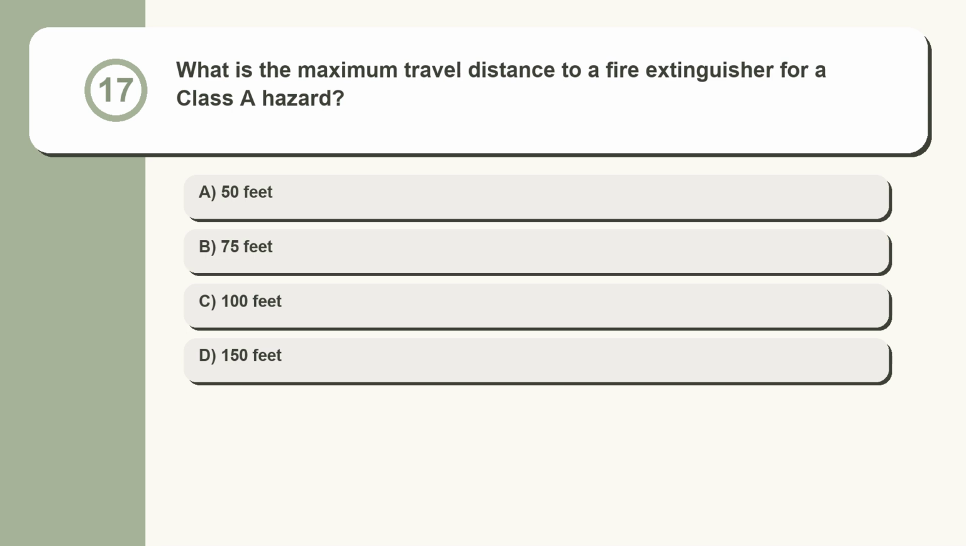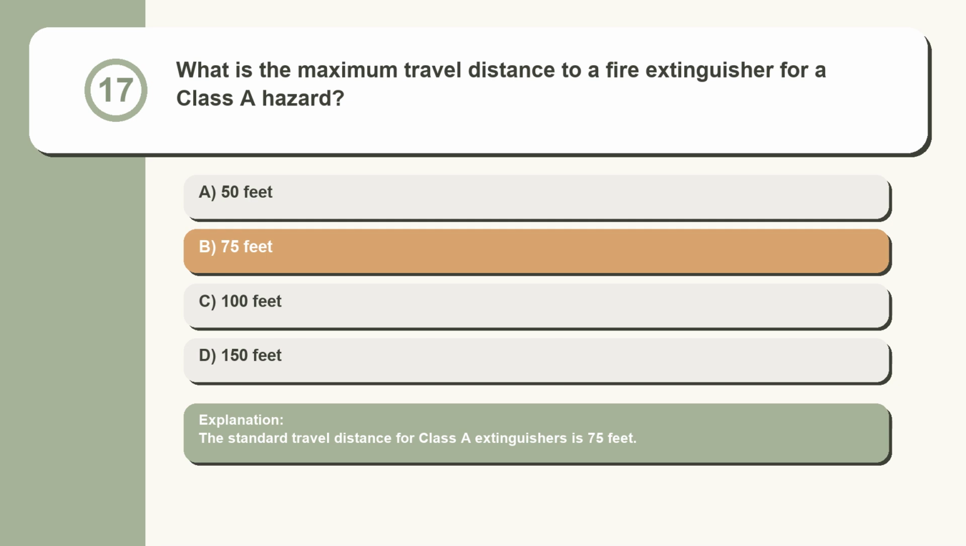Question 17. What is the maximum travel distance to a fire extinguisher for a Class A hazard? 50 feet, 75 feet, 100 feet, 150 feet. The standard travel distance for Class A extinguishers is 75 feet.